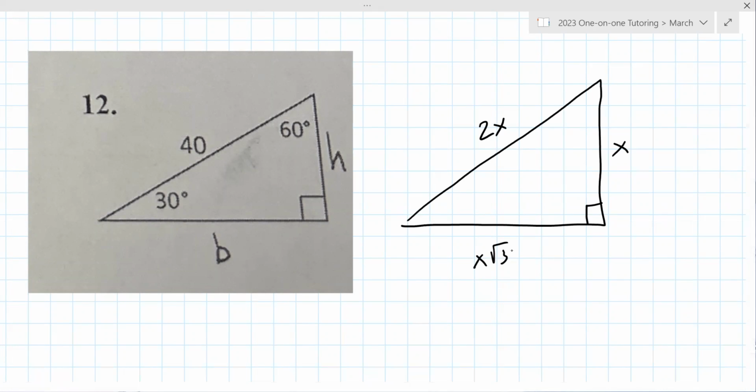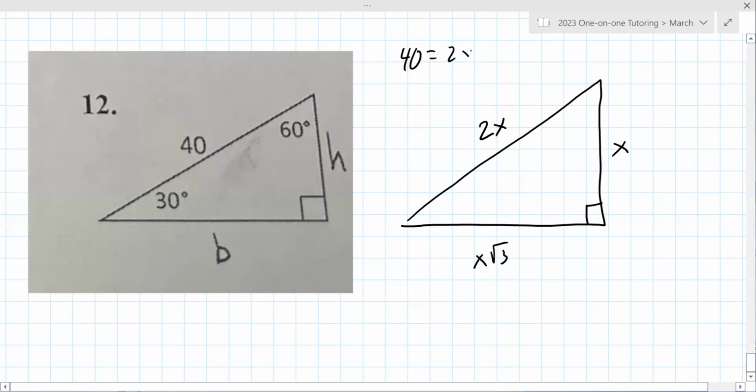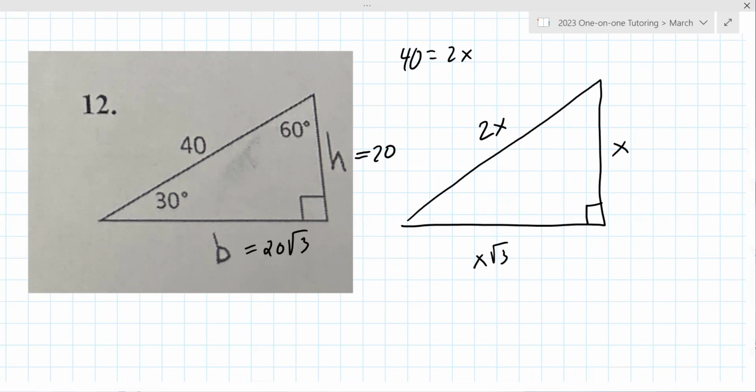Oh wait, so we would put 40 equal to 2x. Yes. Okay. H equals 20 and then B equals 20 radical 3, right? You got it. Very good.